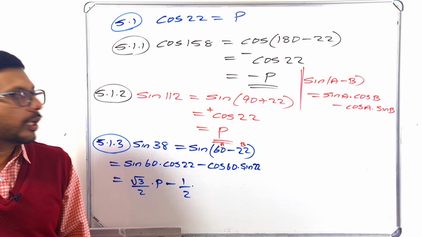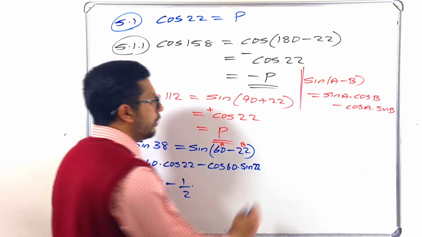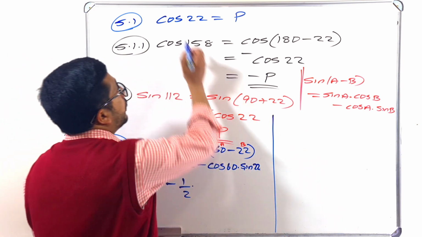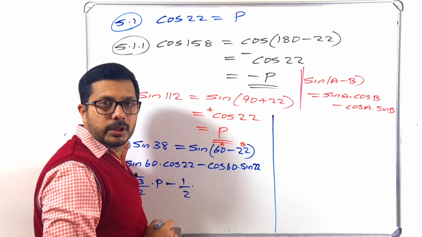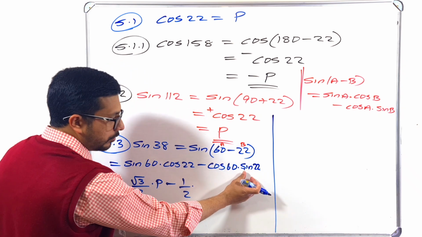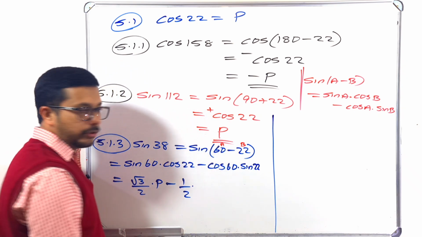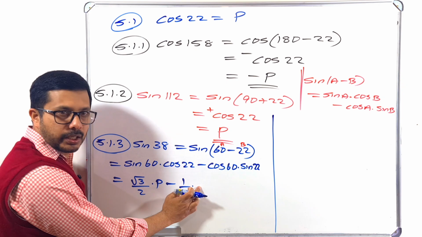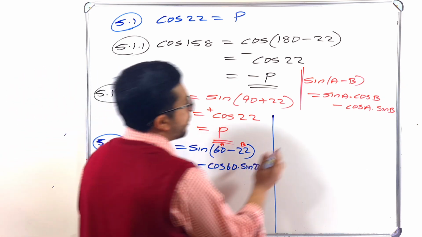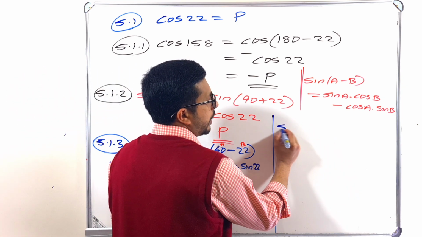Different methods you can apply to find sine 22. Anyway, one method is this one. Okay, we know that cos 22 is P. We are trying to find this sine 22, then we have to write it here. That is our aim. Okay, so can you say what is the answer of this one?